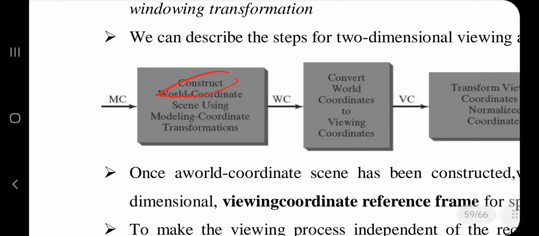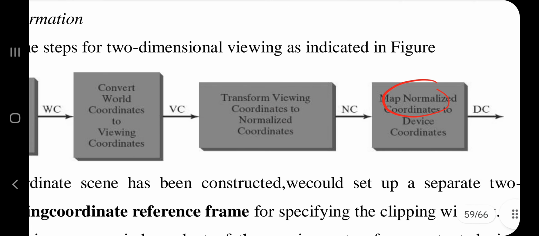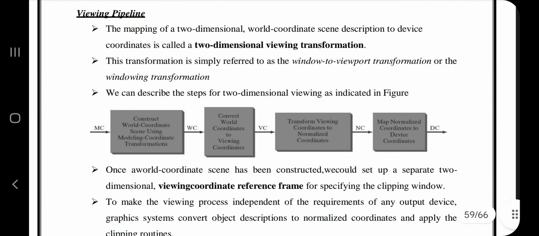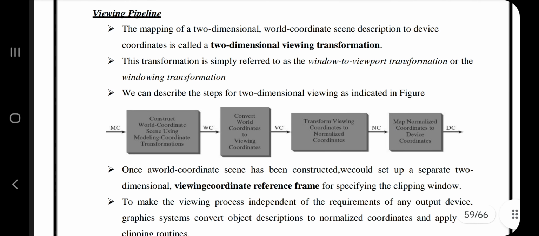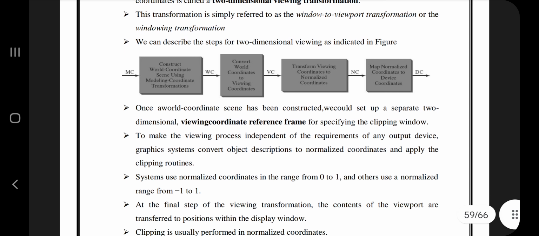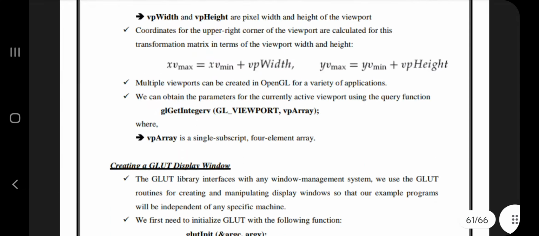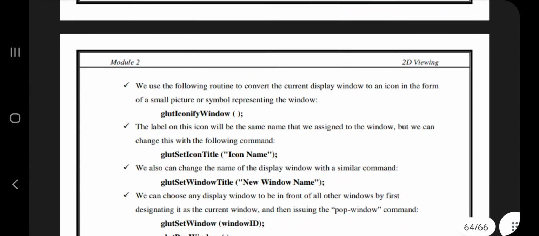Construct the world coordinate scene using modeling coordinate. Then you have to convert the world coordinate to viewing coordinate, transform the viewing coordinate to normalized coordinate, and map the normalized coordinate to device coordinate. These are the transformations you will do, and based on that you will be writing the information regarding this, what is model, world, viewing, normalized, and device. Okay, just the information regarding that you will be writing. I had explained in module 1 what you have to write in this type of questions. Okay, so after that it's not important, it's just the different types of functions used.